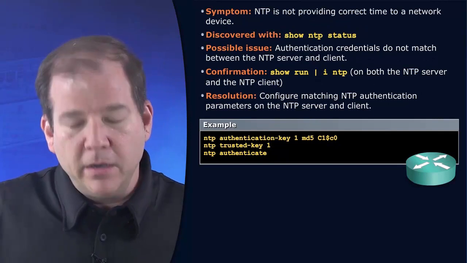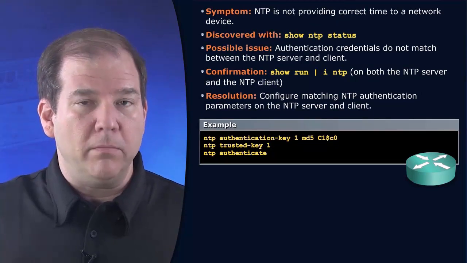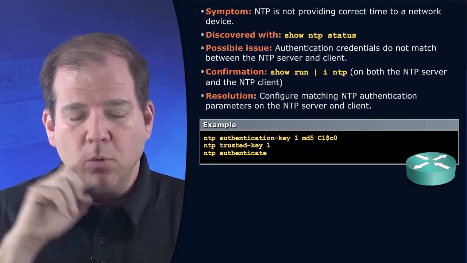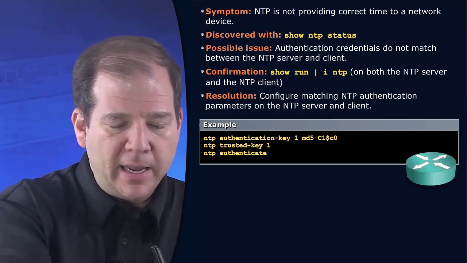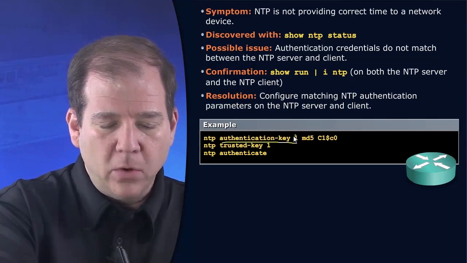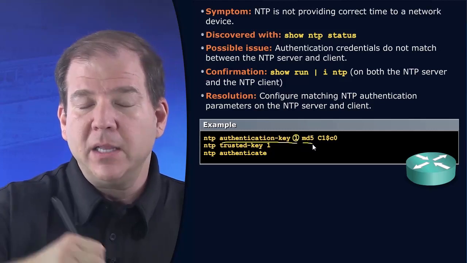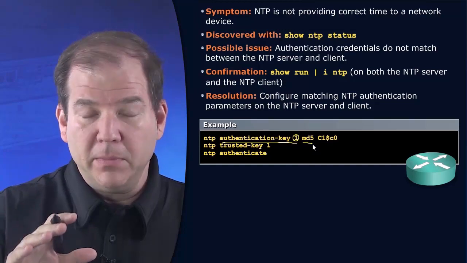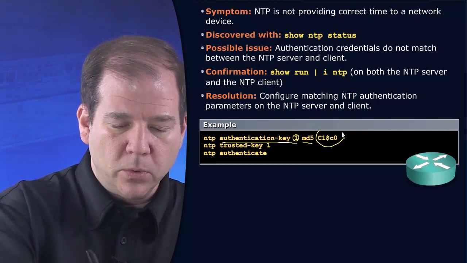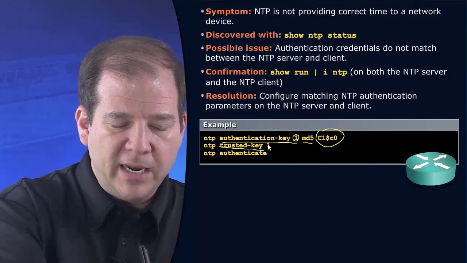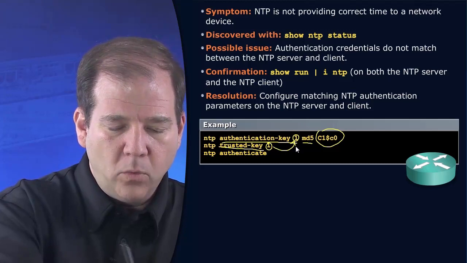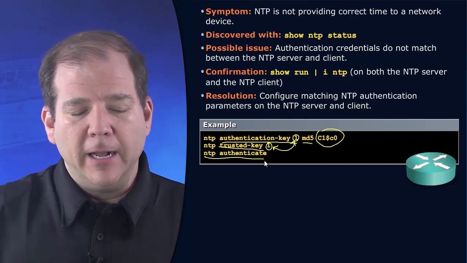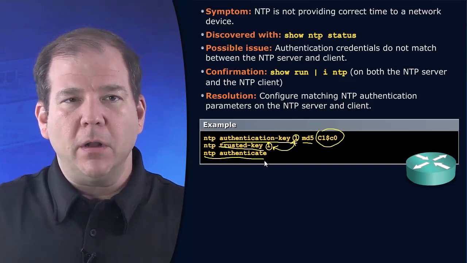Something else that could happen is that our authentication credentials don't match. In the live demo a few moments ago, I set up NTP authentication for you. And remember that we had to specify an authentication key. We gave it a locally significant number. MD5 said that we were going to be sending a hash of that password across the network, not the password itself. By the way, MD5 is our only option there. And then we give a password. We then say that we trust a specific key number. This locally significant key number of 1 needs to match up, and then we say that we do want to do NTP authentication.